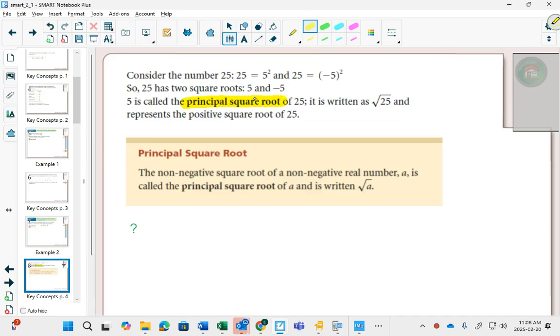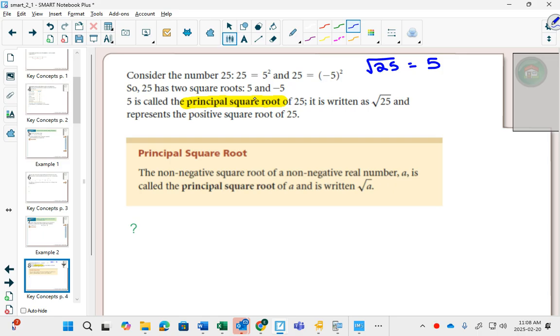to talk about the principal square root, because this can be something that is a little confusing at times. So in mathematics, if we have the square root of something, like the square root of 25, then the answer is only positive 5. It's called the principal square root.